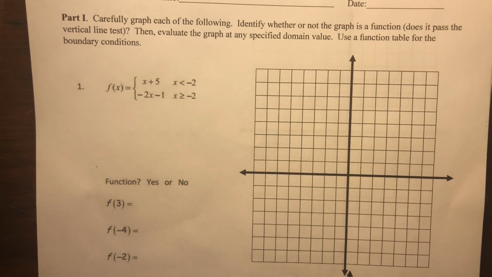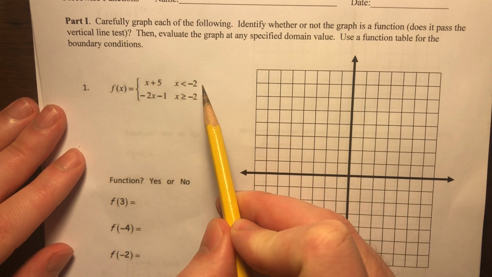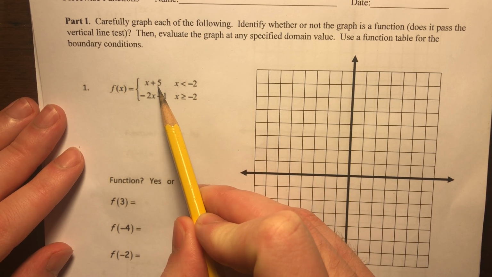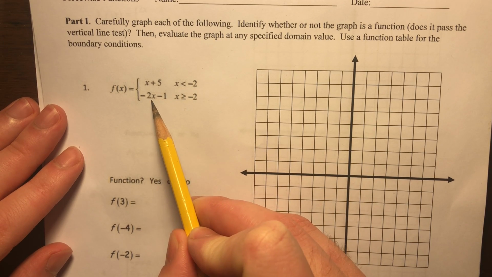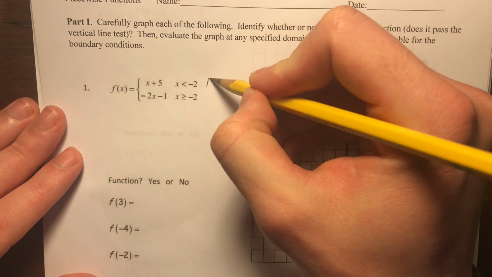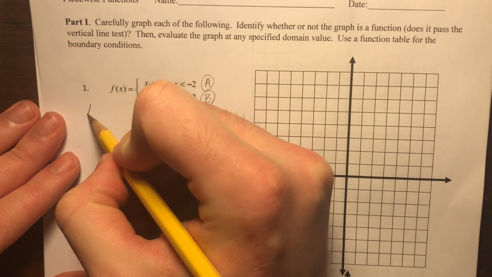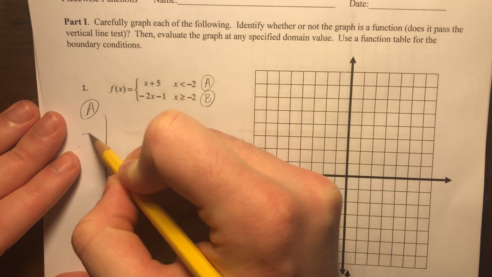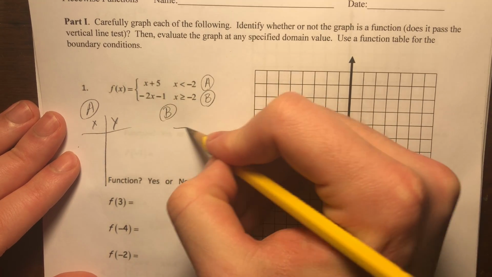Okay. All right, so the first function we have is f of x, and the first part of the piecewise is x plus 5 when x is less than -2, and then -2x minus 1 when x is greater than or equal to 2. So what I like to do is I like to call this A and B. I'm going to make two tables, one for A and one for B.